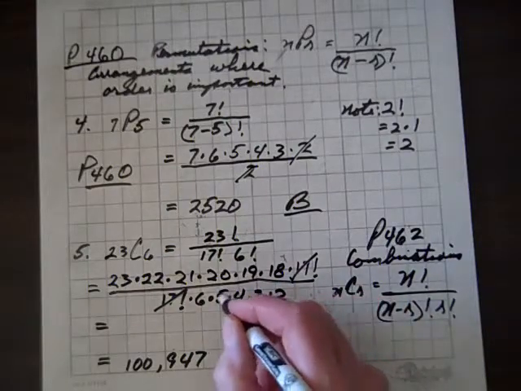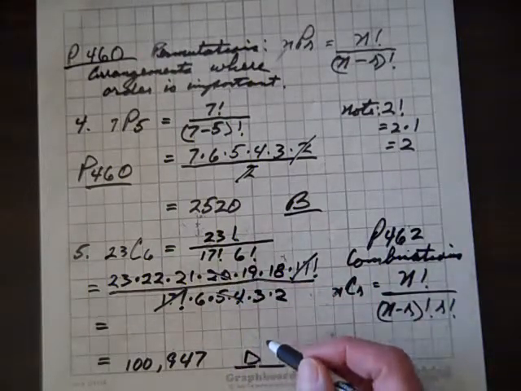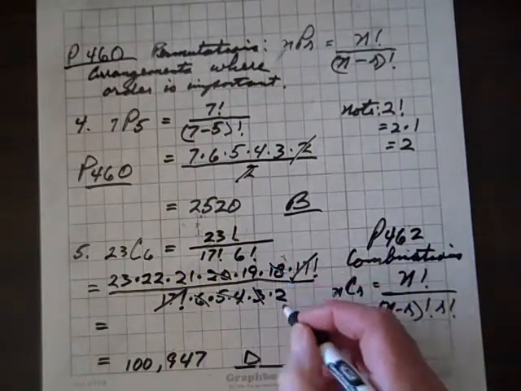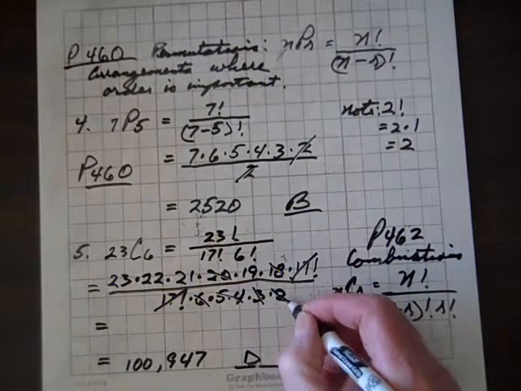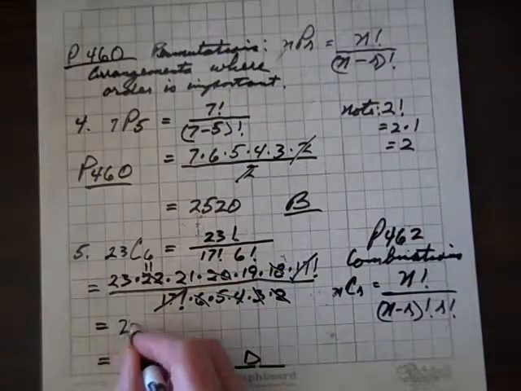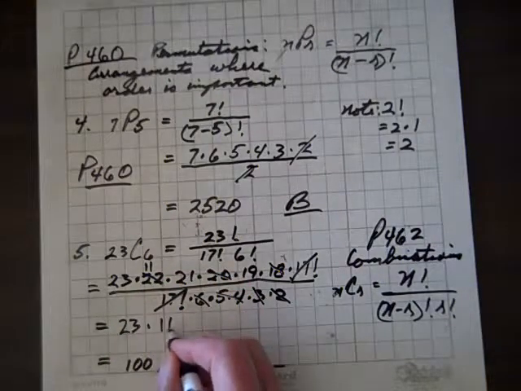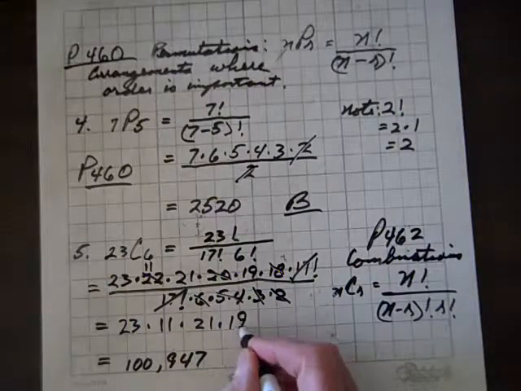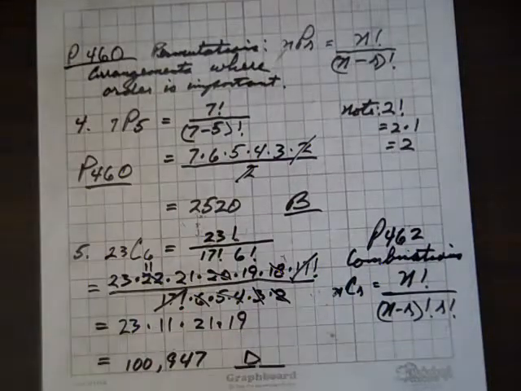Now, 5 times 4 is 20, so we can cross out the 20s. 6 times 3 is 18, so the 18s divide out, and 2 goes into 22 11 times. So now we have 23 times 11 times 21 times 19. And when we carry out that product, we get 100,947, and our choice is D. And we'll go on to the next part.